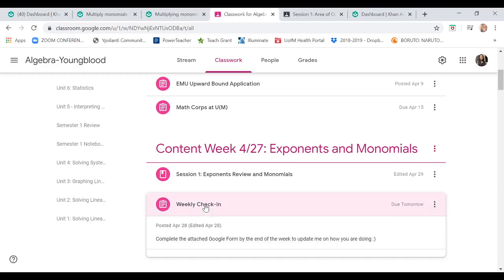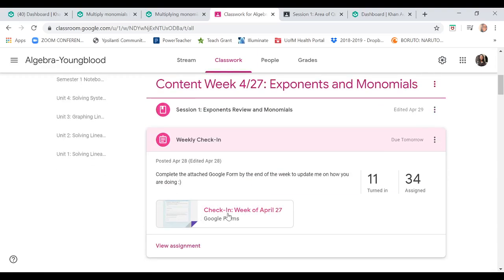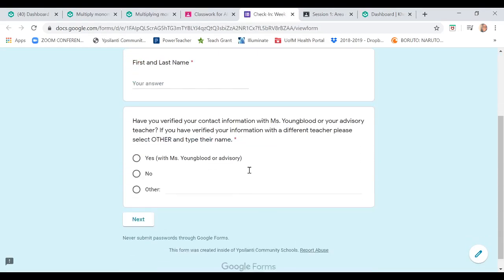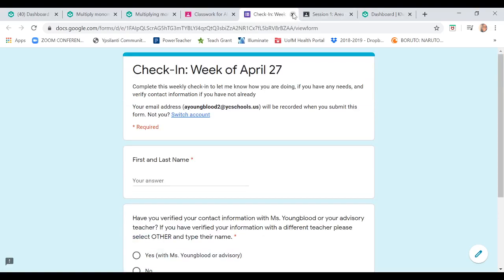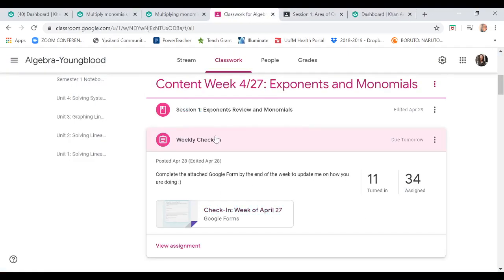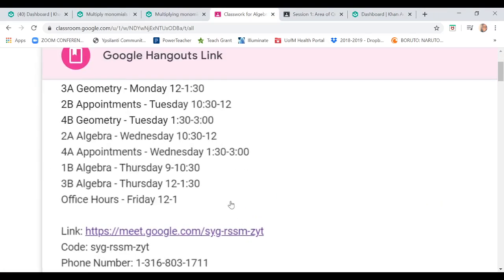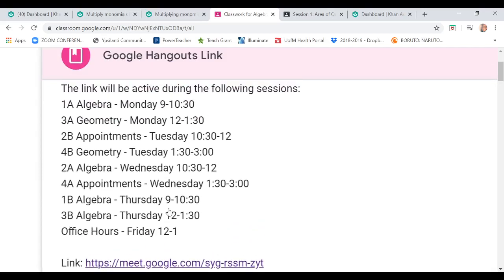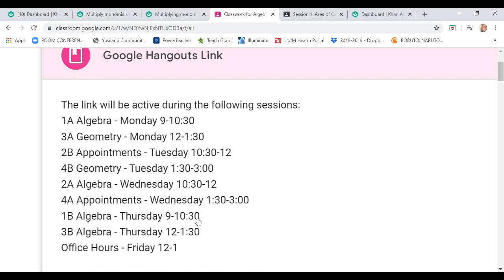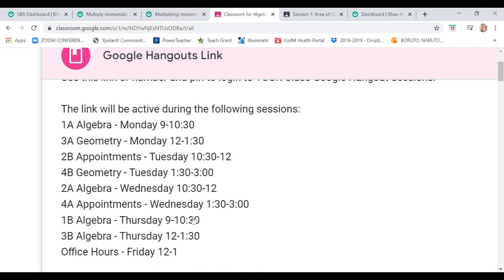Also, make sure that you complete the weekly check-in. This Google form, I need you guys to make sure you complete, make sure your contact information is up to date, and just tell me who you've been talking to during this school closure. Also, please keep in mind the daily schedule. Because today was Thursday, we just did our 1B algebra class. You should be going to your 3B class later today. And all teachers are going to have office hours tomorrow from 12 to 1 if you have additional questions. So just keep the schedule in mind and reach out if you have any additional questions.